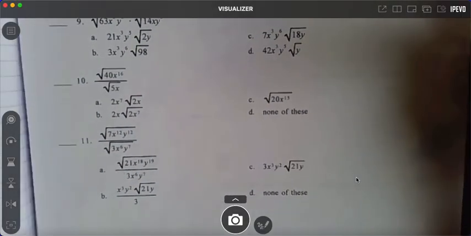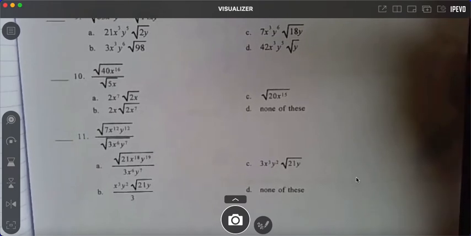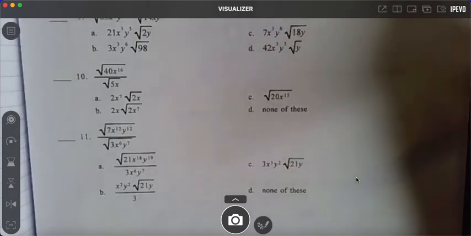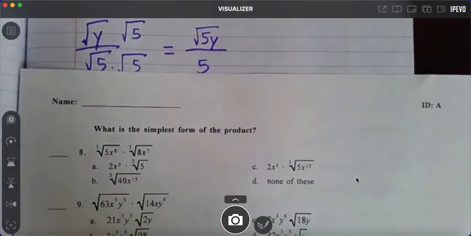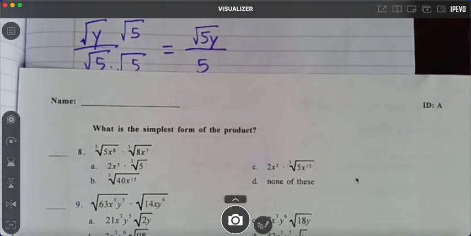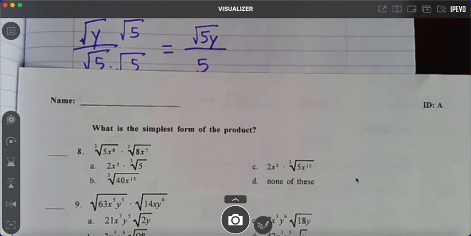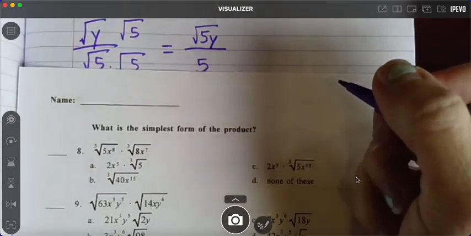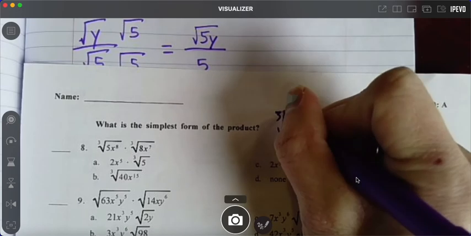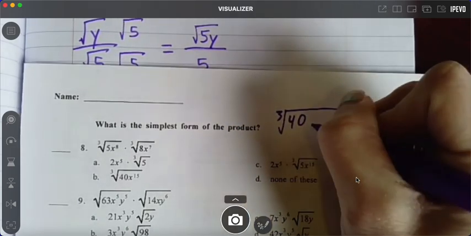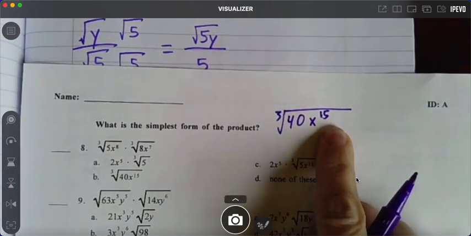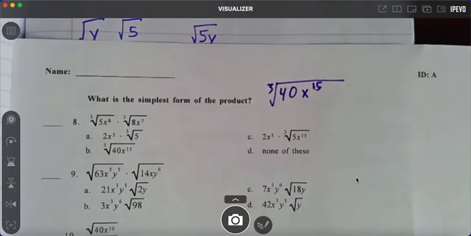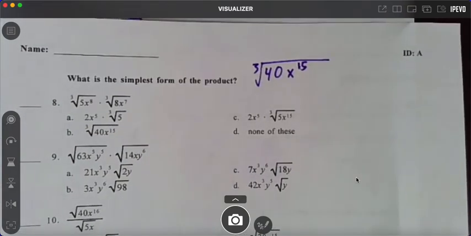I think I said there was one that's not on here. I can't remember. No. Okay. On this one, oh, the cubed root of 5x to the 8th times the cubed root of 8x to the 7th. Making sure those are cube roots, I just multiply. So it's the cubed root of 40. And how many x's do I have? 15. That's great because it's divisible. Did you add those? 8 plus 7. Yeah, 8 plus 7 was 15.